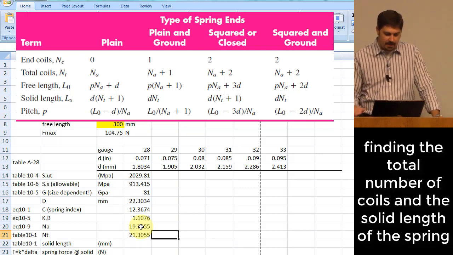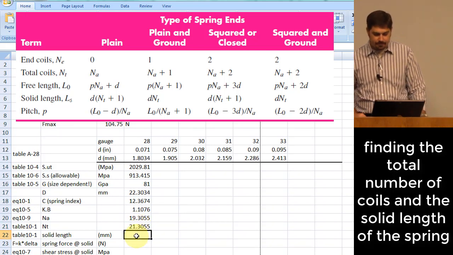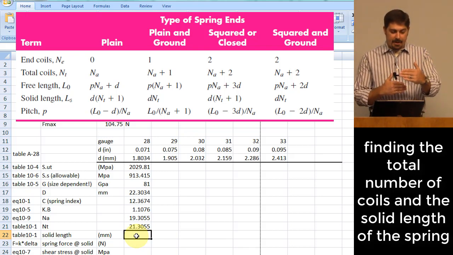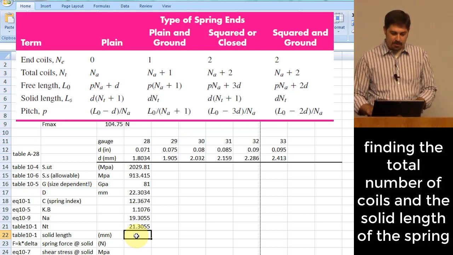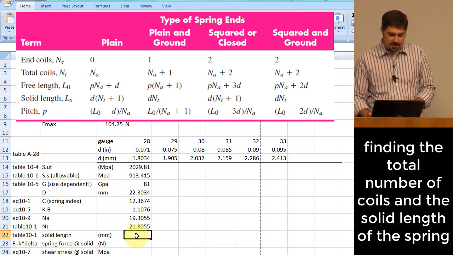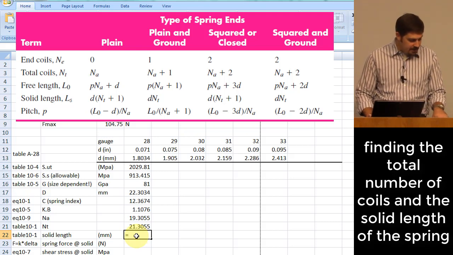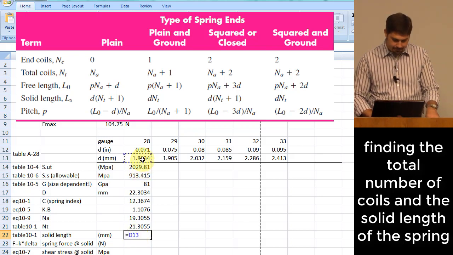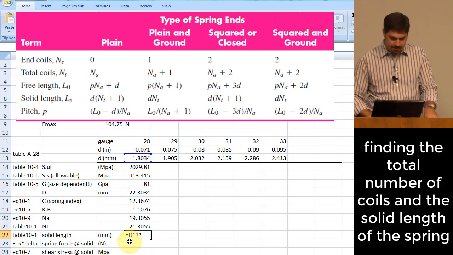All right, the next thing I want to put in here is what is my solid length? Because one of the things we're designing for is to have a certain factor of safety when the spring is solid, like if you take it all the way down. So that means I need to figure out what those forces are in order to figure out what that factor of safety is. This solid length is also given in table 10.1. And it just is the wire diameter times the total number of coils.